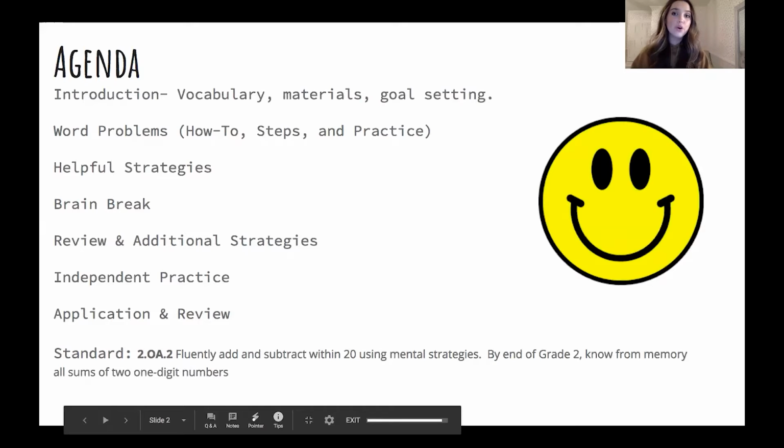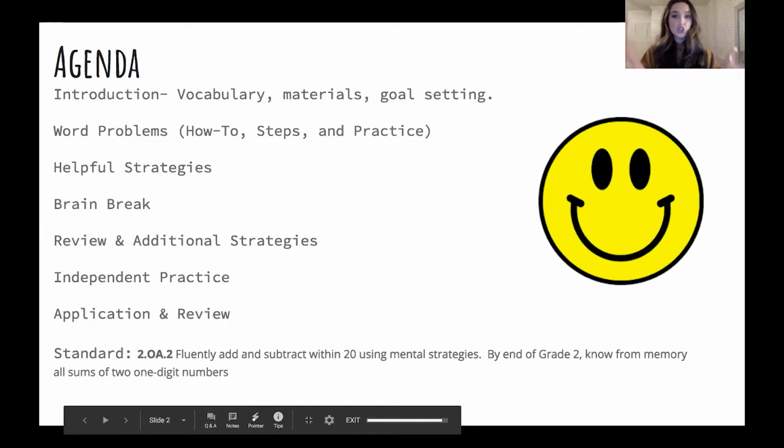And then we will go ahead and have a brain break. And I like to do this because I feel like it keeps us fresh and it keeps the time that we spend together a little bit more fun than just focusing on math. So we'll do that, and then we will review what we talked about, and I will show you guys another strategy that you can use when solving word problems.